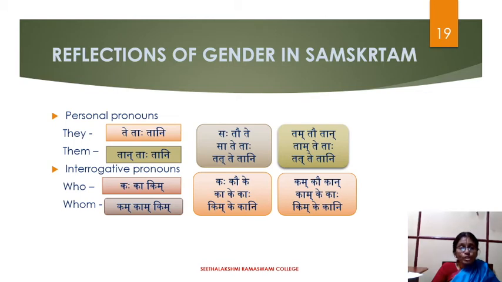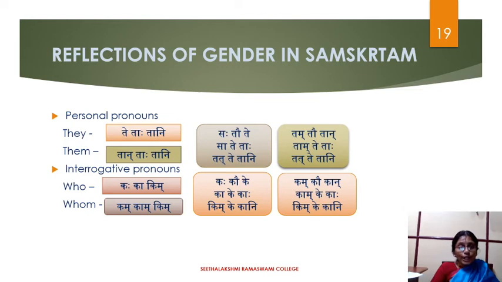Then "they" and "them" remain the same for all the three genders in English. But in Sanskrit, for "they" we have te, taha, tani. And for "them", we have tam, taha, tani. I have given the other elaborate forms here: sa tau te, sate, taha, tatte, tani; tam, tautam, tam, te, taha, tatte, tani, respectively. This is for "they" in all the three genders and numbers, and "them" for all the three genders and numbers I have given here. So there is variation in all the three genders and numbers.